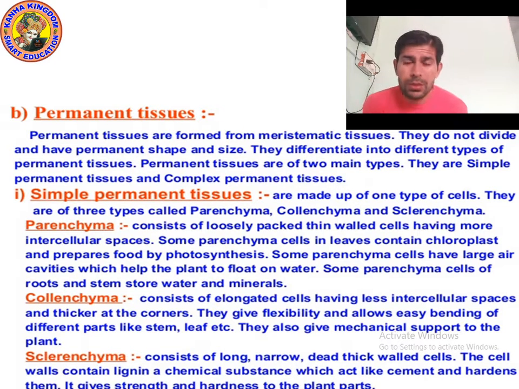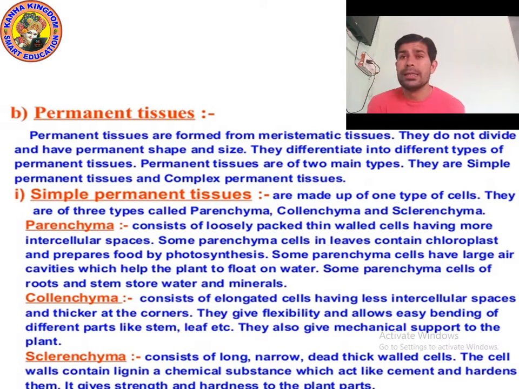I am reading, you can check on the screen: consist of loosely packed thin walled cells having more intercellular space. As I said, they have loosely packed thin walled cells, meaning their walls are thin, while the walls of sclerenchyma are thick.